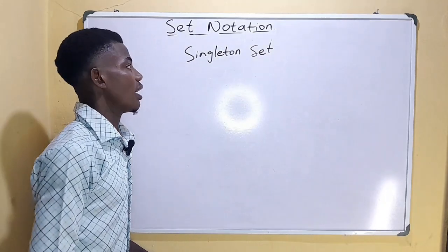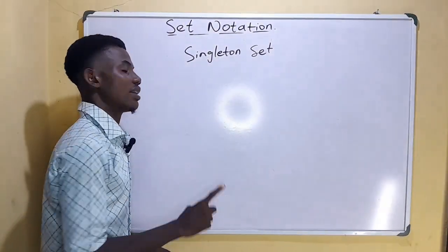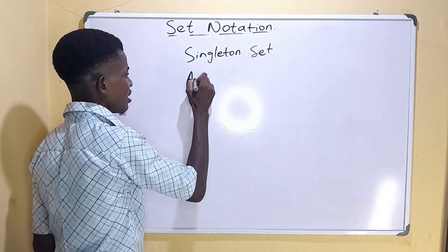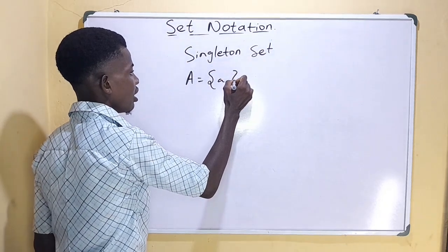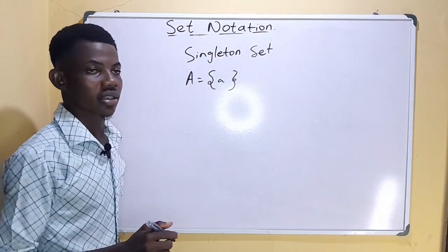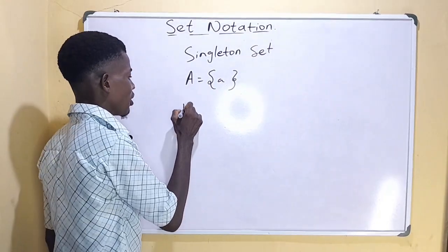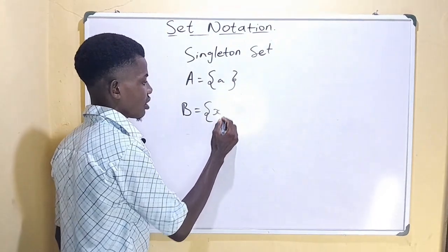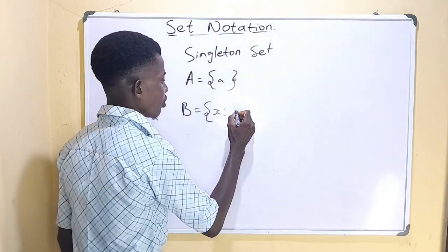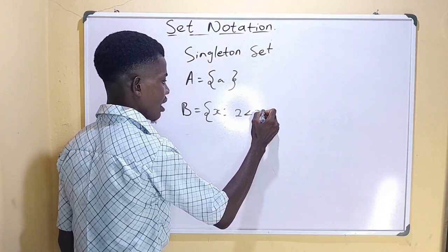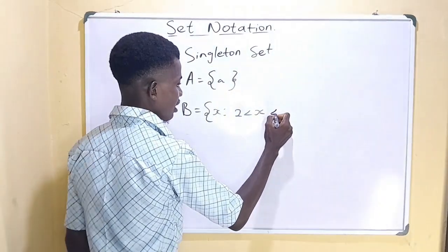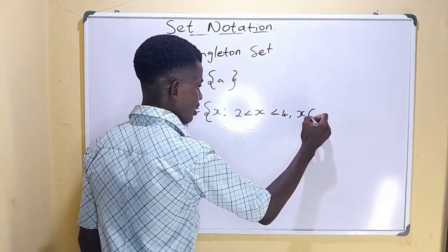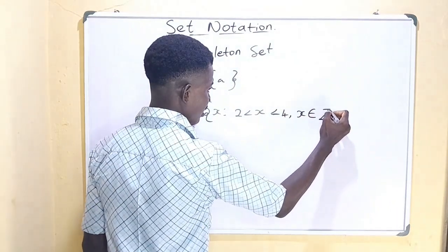Singleton set. A set is singleton when it has only one element. Example, we can say set A having a. This is a singleton set. We can also say set B equals x such that 2 is less than x and x is less than 4, where x is an element of integers.